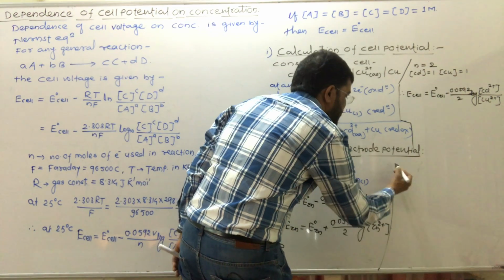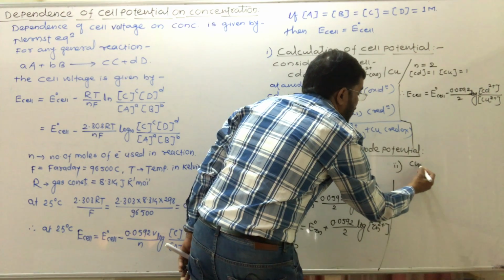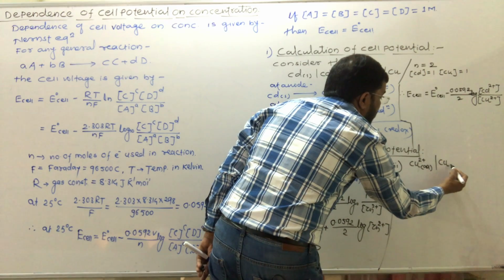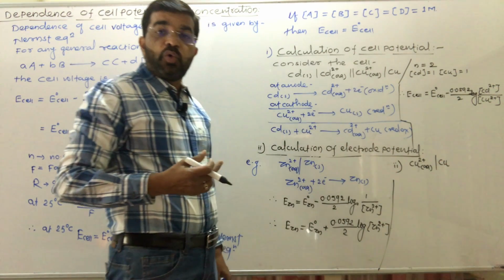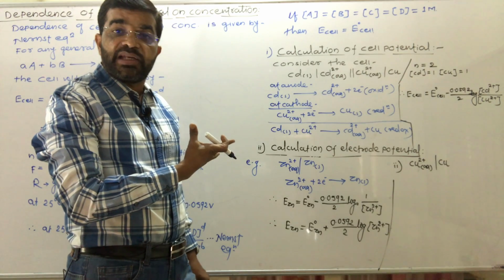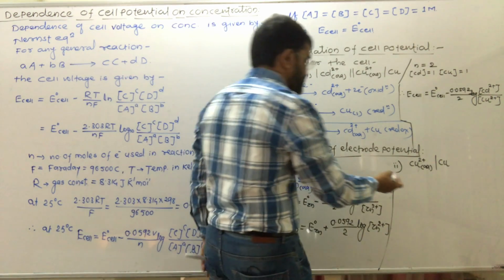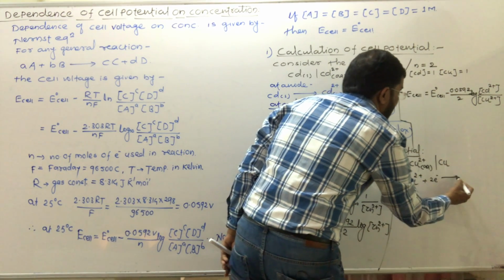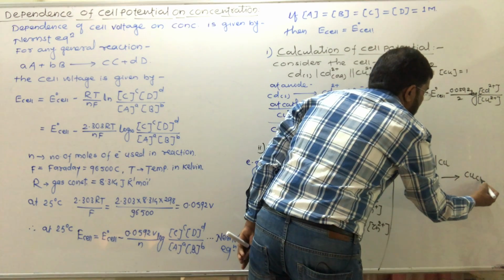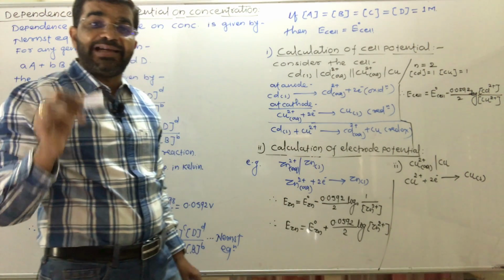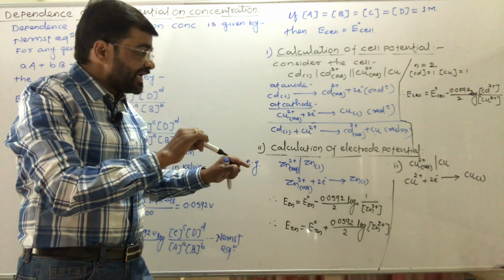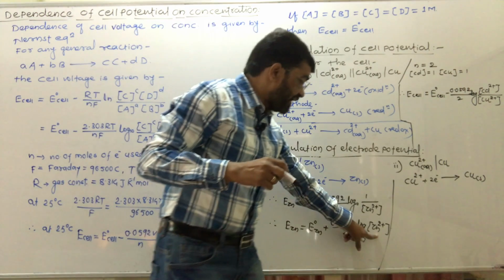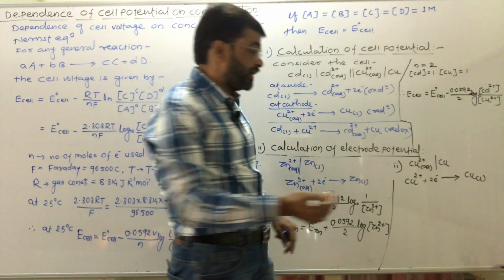Or here we can write a second example: copper ions in aqueous state, where copper is deposited. That is nothing but the copper electrode. Now here, copper 2+ ions accept 2 electrons, and there is formation of solid copper. That is the half cell reaction. Using that half cell reaction we can find the potential of the copper electrode, which depends upon the concentration of copper.